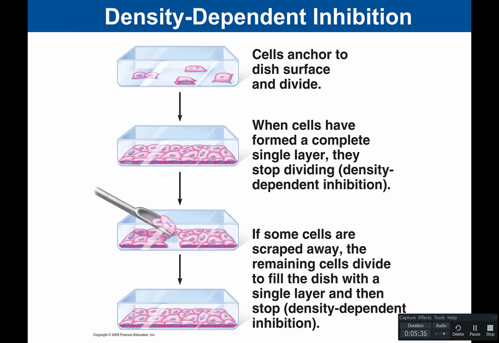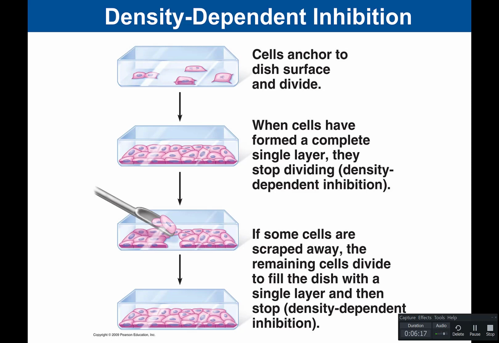In terms of density-dependent inhibition, cells will anchor to a solid surface, and when the cells have formed a single layer, they will stop dividing. That is their density-dependent inhibition. However, if you scrape some of those cells away, and now they are not in contact on every side, the cells in the area will recognize that those cells are removed, and they will divide and they will fill in. And they will fill in until they have a single layer. That is referred to as density-dependent inhibition. The density is going to inhibit the cell from dividing.